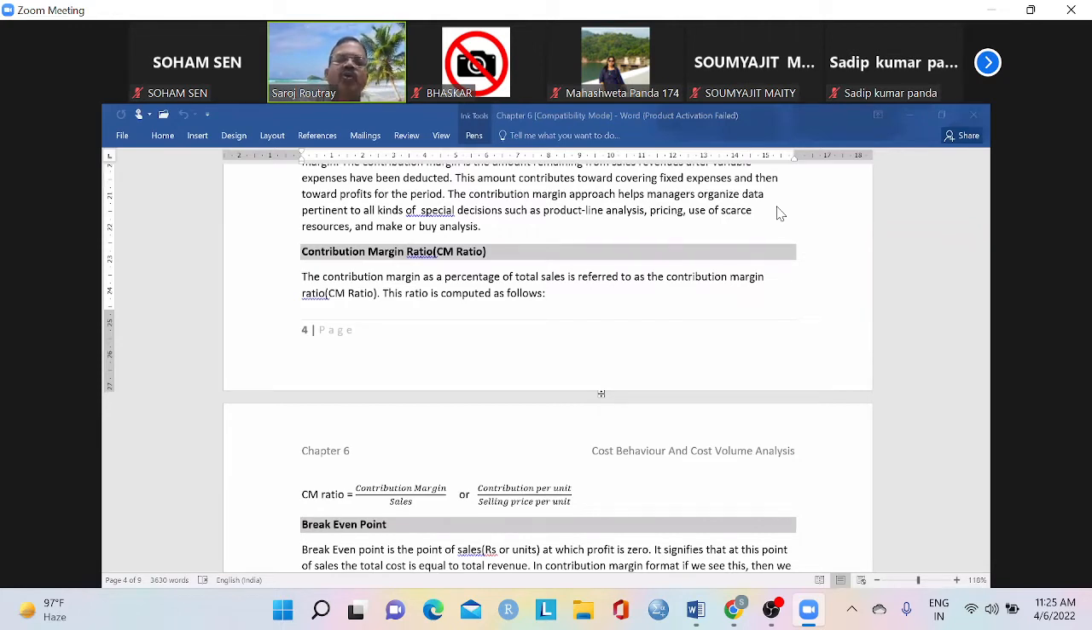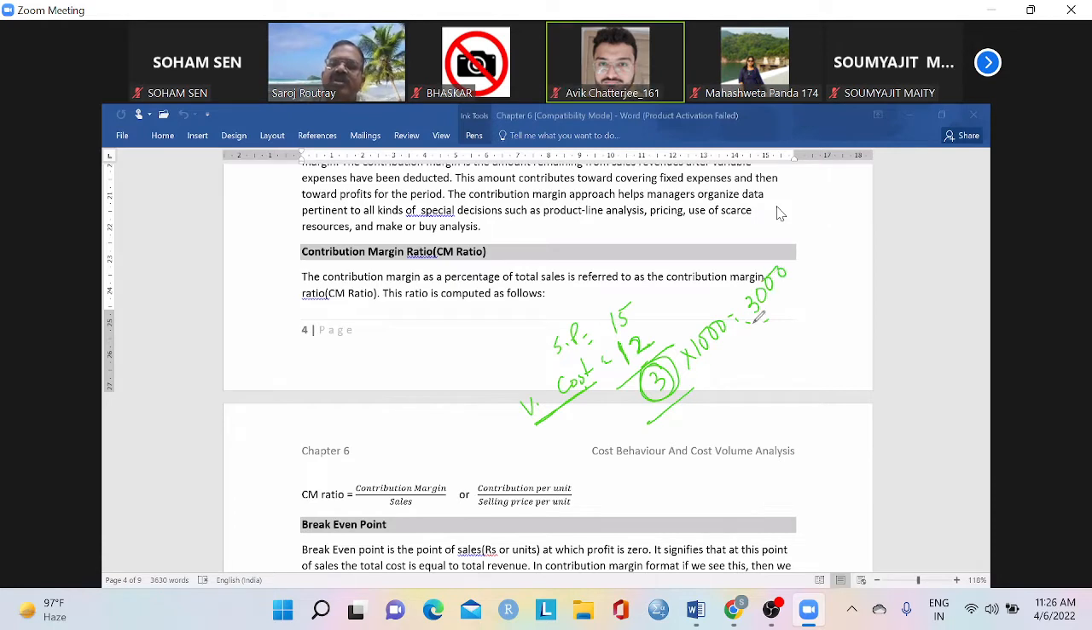Contribution margin ratio. What is contribution margin ratio? Contribution, what is contribution? For example, the selling price of a product is 15 and the cost of buying it is 12, right? Or variable cost is 12. Why variable cost? Because every unit you buy, you have to pay 12. So proportionately, it will increase when the volume increases. Now, how much are we saving? We are saving 3 rupees. Every unit you sell, you save 3 rupees. Now, if you sell 1,000 units, how much will be your saving? 3,000. And this is called contribution or contribution margin, right?